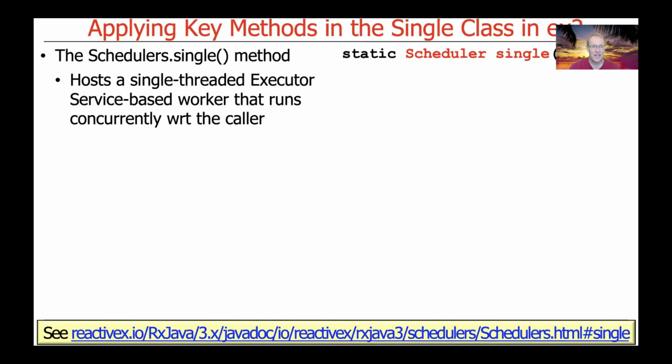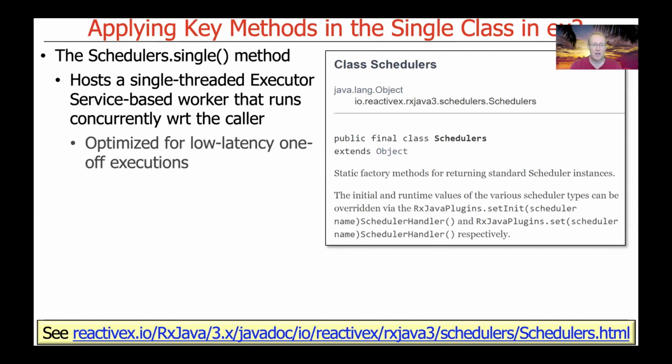Another method that's important in this example is Schedulers.single. So Schedulers, as I mentioned before, is a utility class, and it's got a bunch of factory methods on it. And one of those methods is called single. And what that does is that returns a single-threaded executor service-based worker thread that will run concurrently with respect to the caller. So there's only one thread, but if you use the scheduler single, the single-threaded scheduler, it'll run it in the background thread. And this is typically optimized for low latency one-off executions. So if you just want to not run things on the calling thread, you can use the single thread that comes back from single in order to do that.